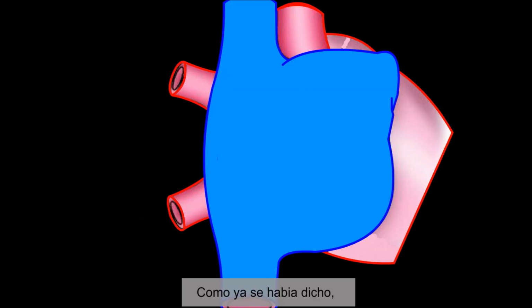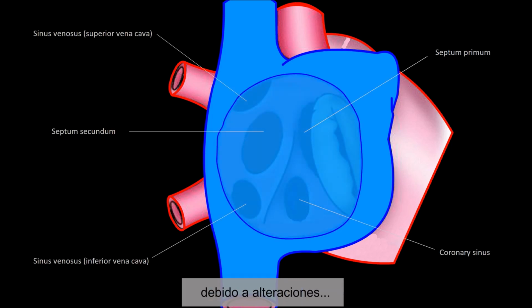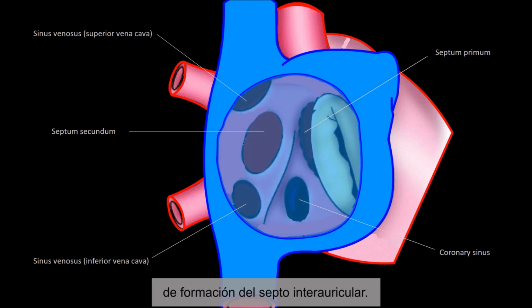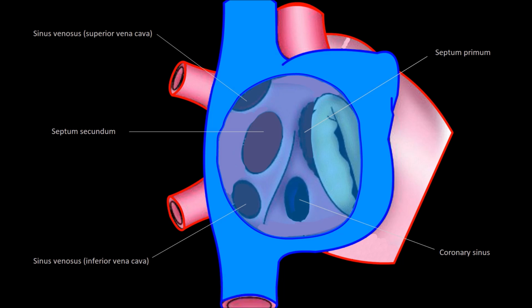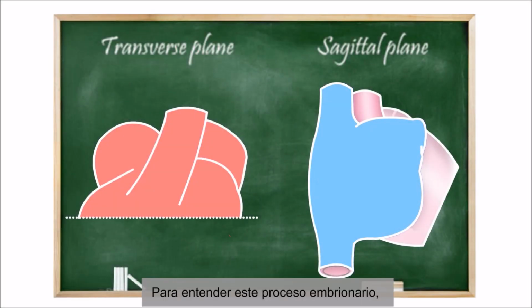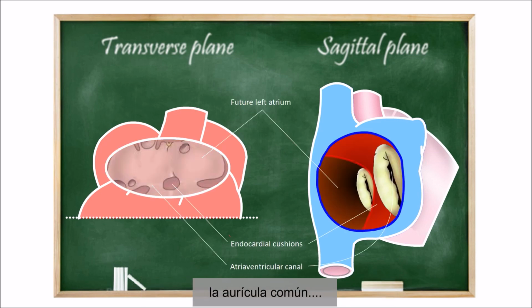As said before, the atrial septal defects occur because of disturbances produced during the cardiac septation. In this way, it will be interesting to take a look at the process of formation of the interatrial septum. To understand this embryonic process, it is necessary to study the common atrium in different perspectives: the transverse plane to the left and the sagittal plane to the right.